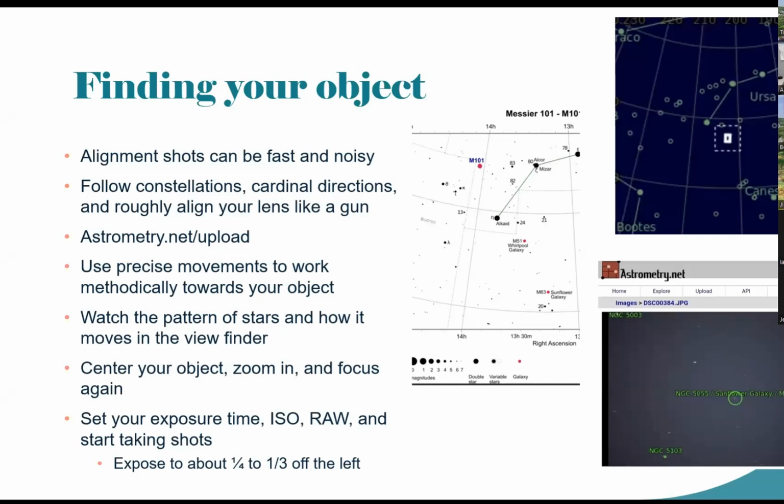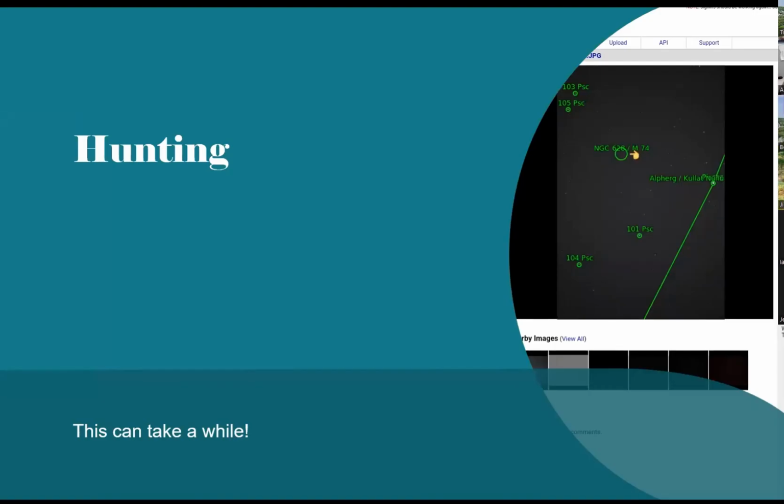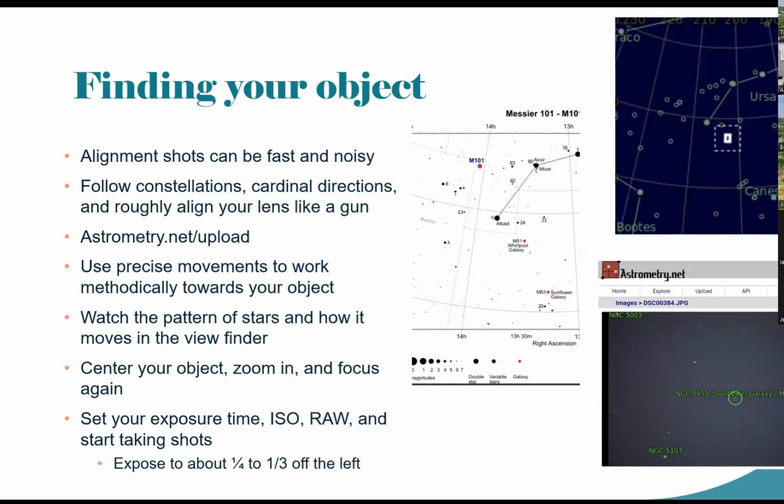Time is going quick, so I'm going to try to rifle through these a little quicker. You take that picture and you're not going to be lined up perfectly on your object. Chances are you're going to be significantly off of where you want to be. You use the data from astrometry.net, looking at that constellation, to change your orientation to find your object. So you want to do this methodically.